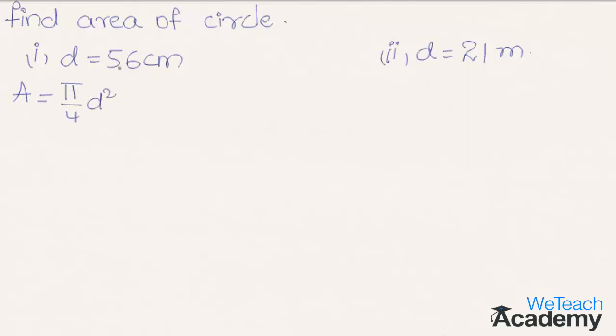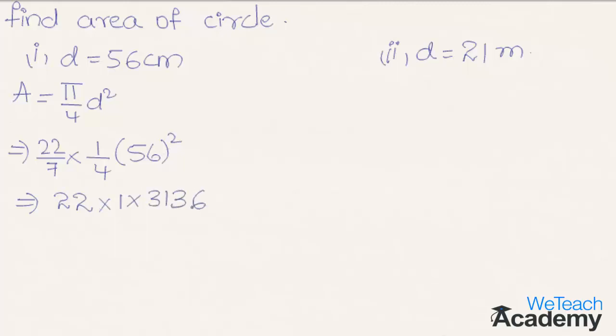So by substituting the value of d in the formula, we get 22 by 7 into 1 by 4 into d square, that is 56 into 56, that is 56 square. So that implies we get here 22 into 1 into 56 square, that is 3136, divided by 7 into 4, which is 28 here.